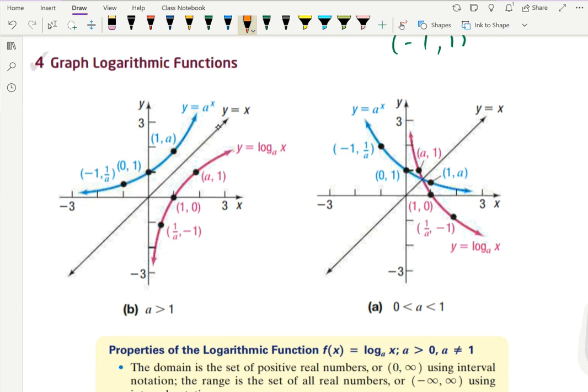So if we take a look at these two and we graph it across the line y equals x, then what we see is that we have inverse functions. So if (1, a) is on the graph, (a, 1) is on the graph of the inverse. If (0, 1) is on one graph, (1, 0) is on its inverse. If (-1, 1/a) is on a graph, (1/a, -1) would have to be on its inverse.